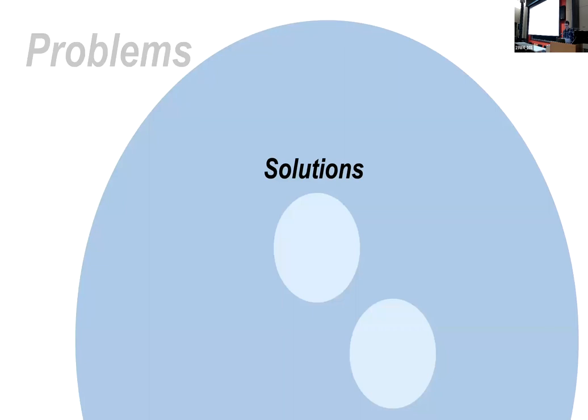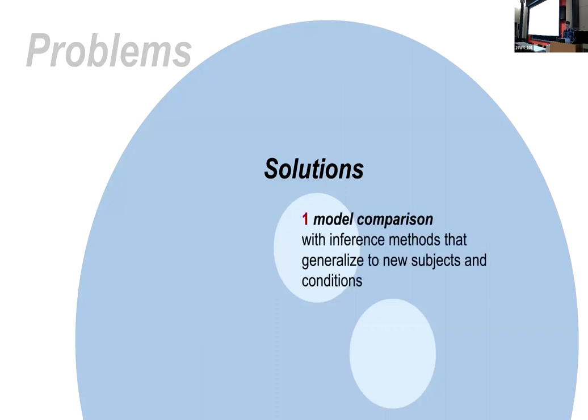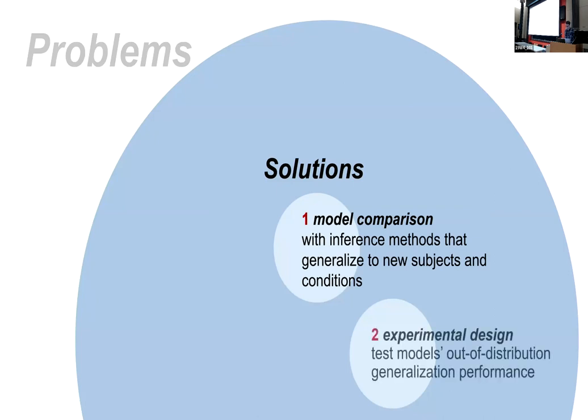So in this new reality, we face a sea of problems, really. I want to briefly talk about two solutions or partial solutions to some of these problems that we are working on in the lab. The first concerns model comparison with inference methods that generalize to new subjects and conditions. And the second concerns experimental design, where we want to design experiments that really provide strong tests, severe tests of the models, and that highlight differences between the models.